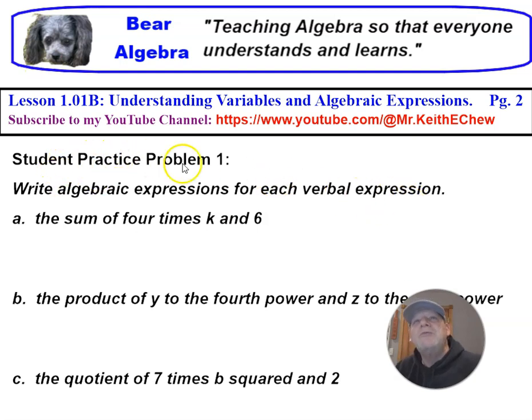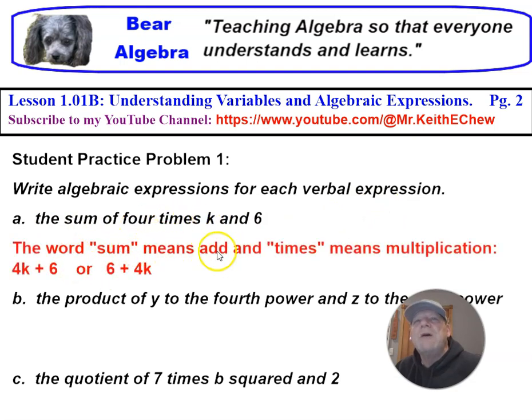So we had student practice problems. It says, write an algebraic expression for each verbal expression. The sum of 4 times k and 6. The word sum means you're adding. Times means multiplication. So it's 4k plus 6 or 6 plus 4k.